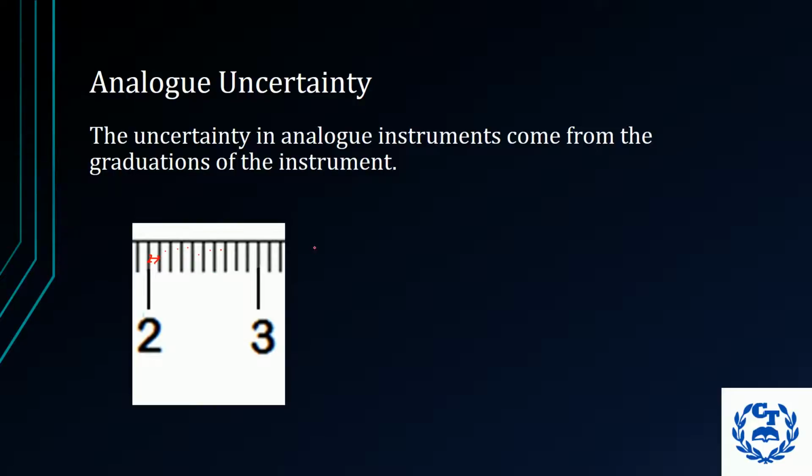So what we say the uncertainty is for an analog instrument is to take the smallest graduation we have, and in this case we see that the smallest graduation represents 0.1 of a value. So you take the smallest graduation, you divide it by 2, and when you divide it by 2 you get the value of 0.05. Whatever value you read off, let's say for instance we read off 2.3, then we have to state it with the uncertainty plus or minus 0.05.